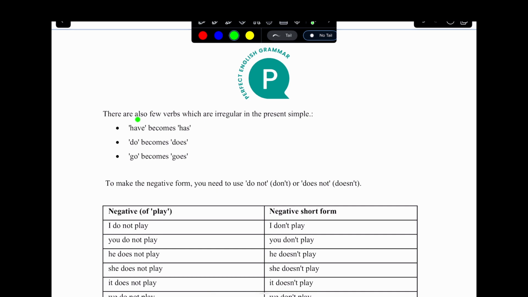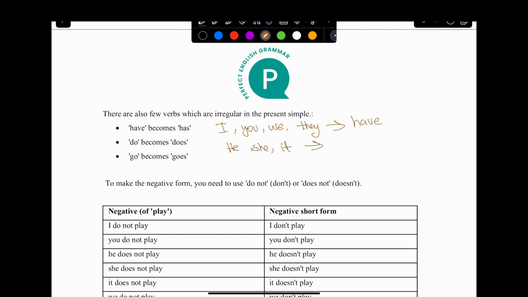وأيضا there are also few verbs which are irregular in the present simple. So وأيضا هناك بعض الأفعال الشاذة irregular في present simple في زمن المضارع. So have becomes has. So I, you, we, they، نستخدم have. He, she, it، has. So لا نضيف s إلى have إذا كانت subject he, she, it، لكن الكلمة سوف تتغير إلى has.